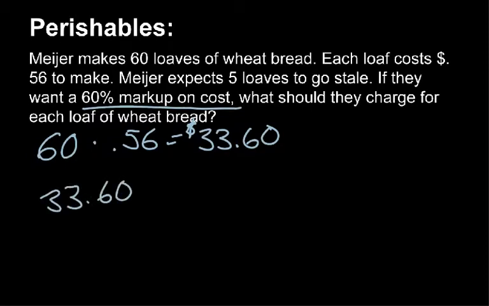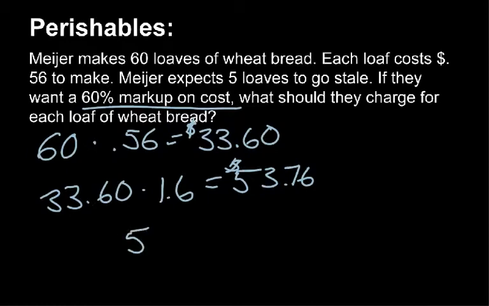Now they want a 60% markup on cost, so with the $33.60, we apply 1.6 as what we multiply by, because we're finding 100% of that plus the 60% markup. When we do that, we end up with $53.76. And that is what they want to sell the bread for, $53.76. But that's counting on all 60 loaves.